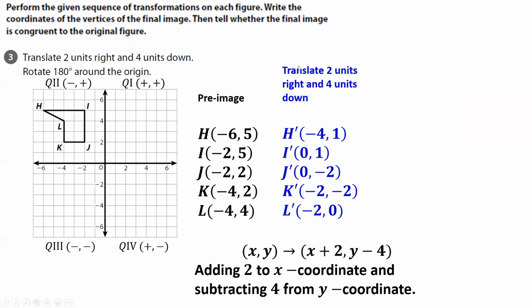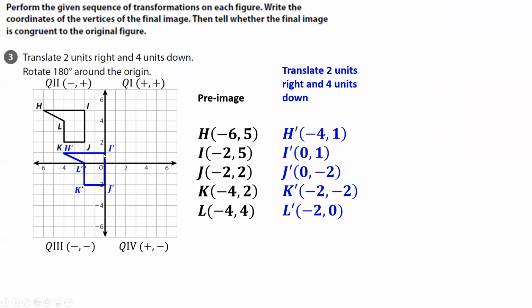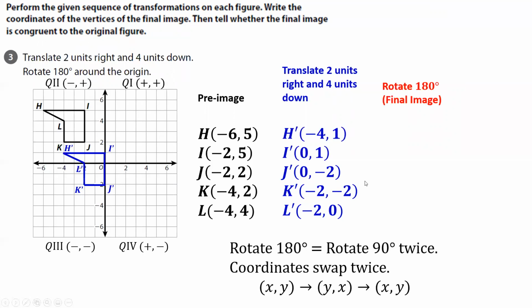Now that we have our points in blue, let's go and graph it. Our shape now lands here. And now we're ready to rotate 180 degrees. So rotating 180, that's the same thing as rotating 90 degrees twice. And I said in the previous example, when you rotate 90 degrees, your coordinates swap. So the first 90 degrees, xy will become yx. But when you rotate 90 degrees again, well, it just goes back to xy. So when you're rotating 180 degrees, your coordinates aren't going to swap. They're going to stay in the same position.